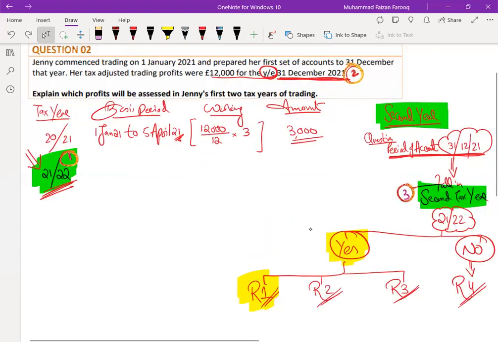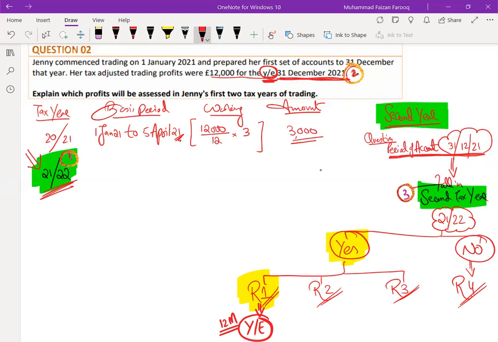Why will rule 1 apply? Just look at the screen very carefully. In the question, what is given? Year end is given. Year end means how many months? Yes, 12 months.